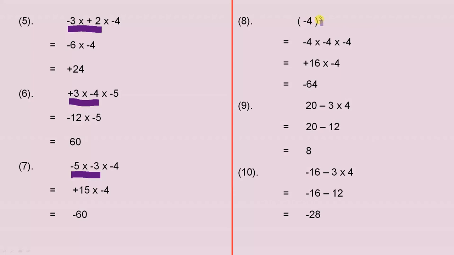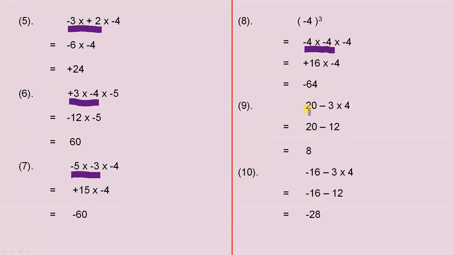Negative 4 all cubed, that's the way you can do it if you want to expand it. If you do those two first, you get positive 16 multiplied by negative 4, and that gives us negative 64.